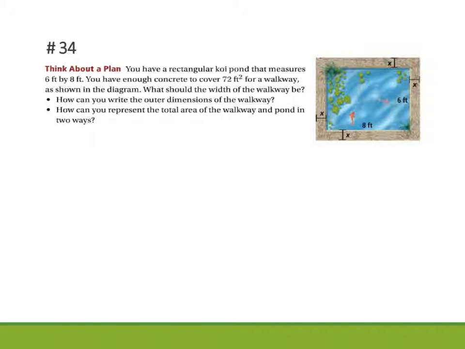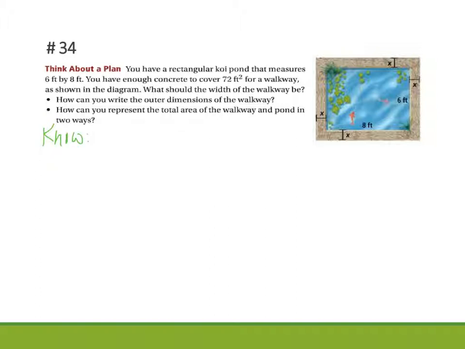Okay, so this is problem number 34. You have a rectangular koi pond that measures 6 feet by 8 feet. You have enough concrete to cover 72 square feet for a walkway, as shown in the diagram. What should the width of the walkway be? So let's look at what we know in the problem.